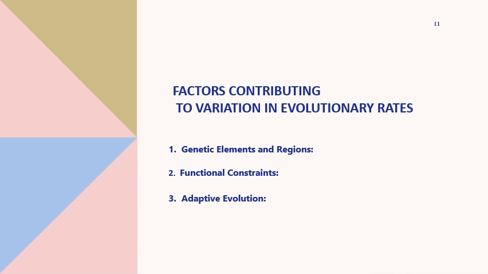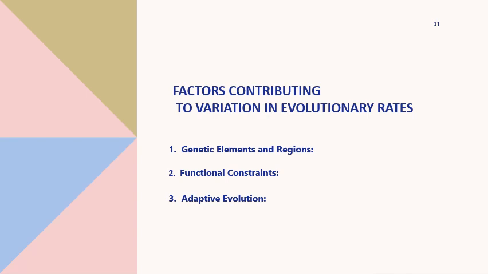Number two, we have functional constraints. Evolutionary rates are often influenced by functional constraint. Genes or traits that are crucial for an organism's survival or reproduction are subject to stronger purifying selection, which reduces the rate of change. Conversely, genes with less critical functions may evolve more rapidly due to the reduced selective pressure.